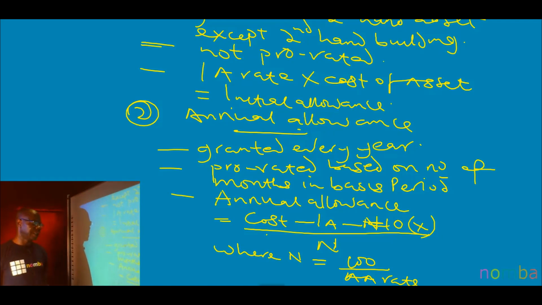So how do we get that? 100 all over AA rate. Remember, under depreciation, when we say an asset is depreciated at 25%, we say invariably it is going to last for 4 years. Why did we get 4 years? You simply take 100 divided by 25, it gives you 4. So that's the same thing here to get the annual allowance.